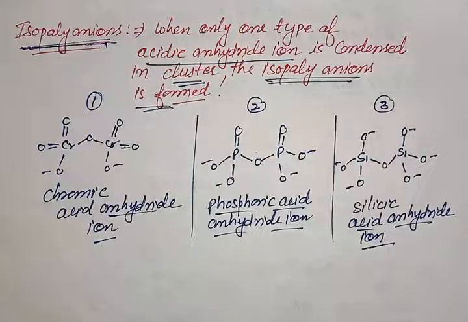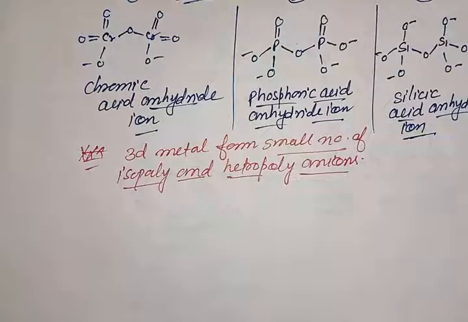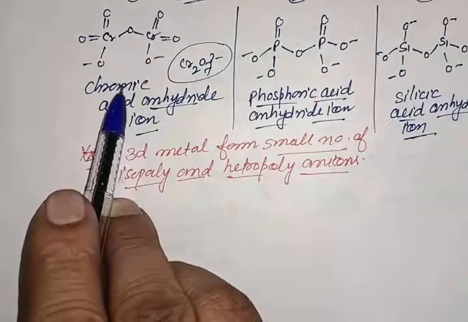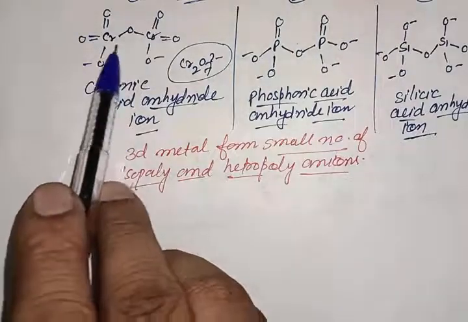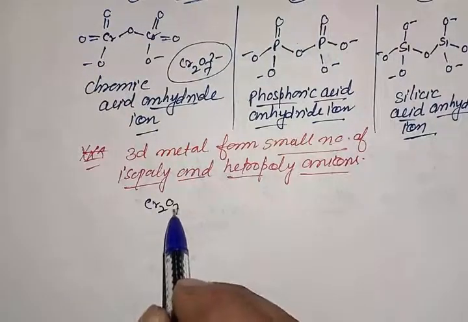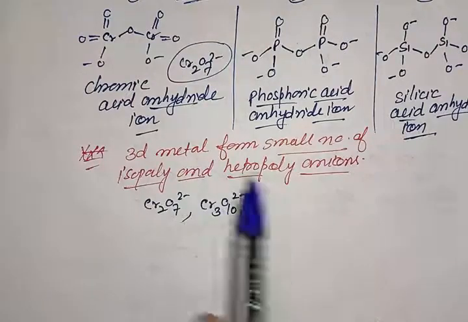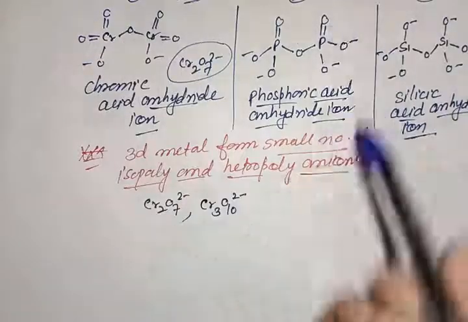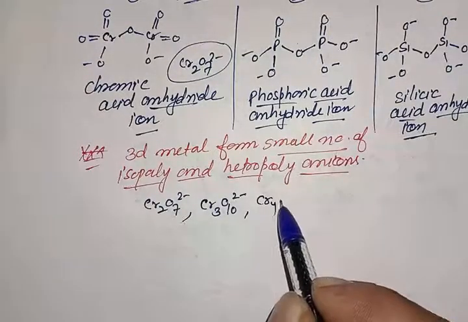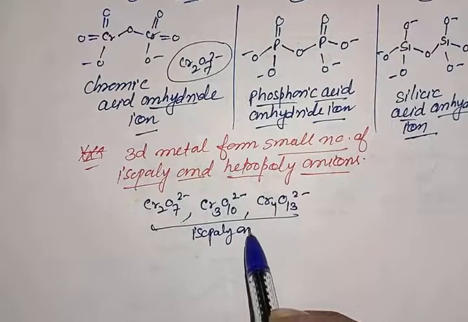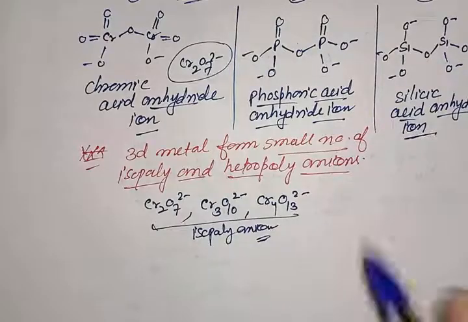Isopolyanions are less common in 3D metals as compared to 4D and 5D metals, like Cr2O7 2 negative. This is the simplest isopoly anion of the 3D metals. Next is Cr3O10 2 negative, if three units are combining together. If four units are combining together, Cr4O13 2 negative. All these are isopolyanions.